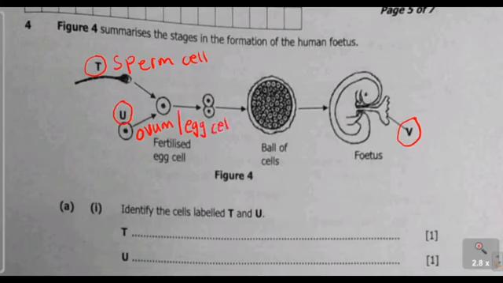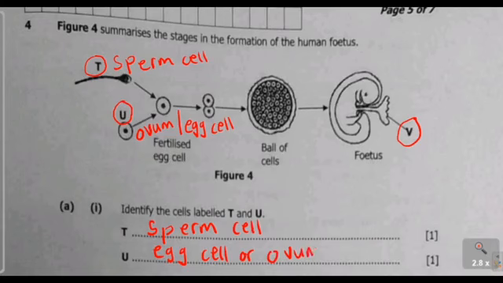Okay, so we just need to write now our answer. On T we have said this is the sperm cell, and cell U we have said this is the egg cell or ovum. So these are the names of cells T and U. What is happening is that cell T and cell U, the sperm cell and the ovum, are going to fuse together through the process called fertilization.